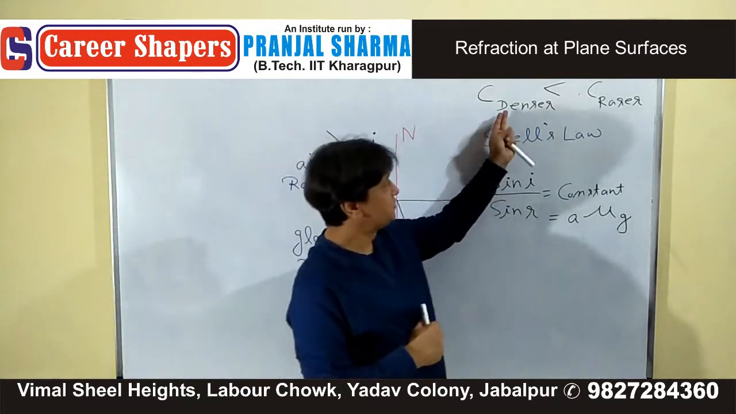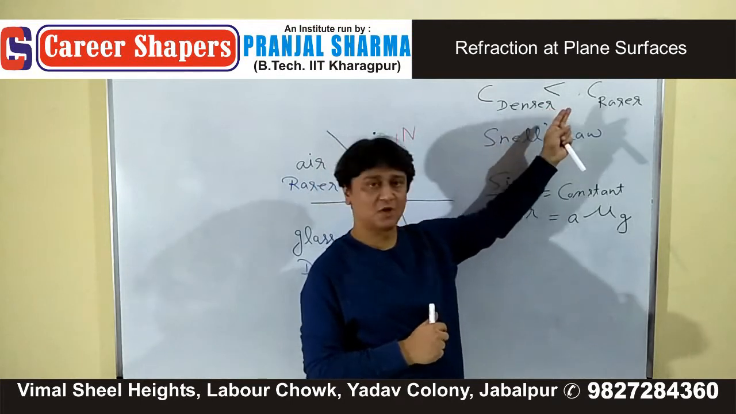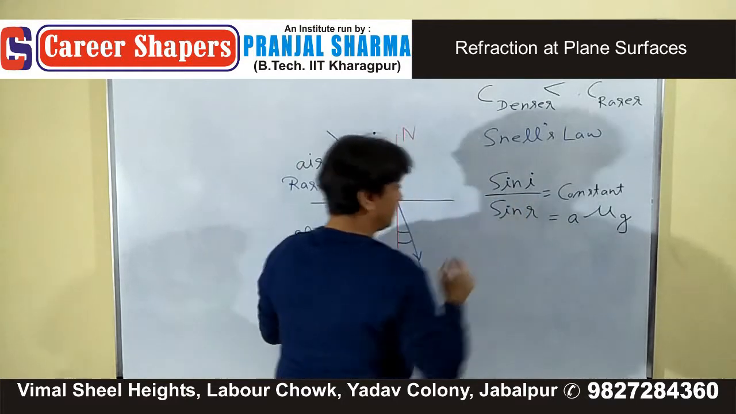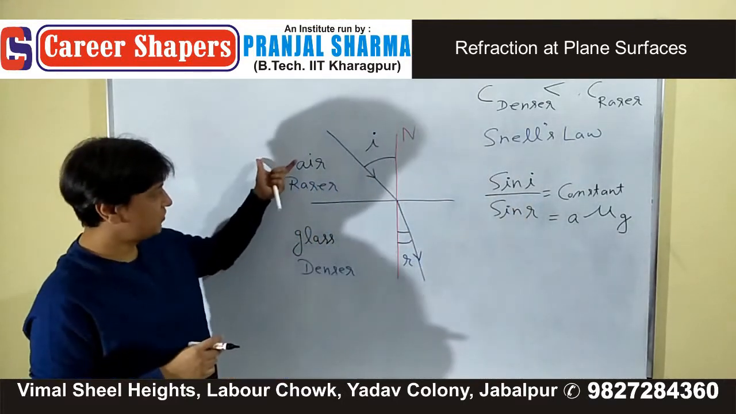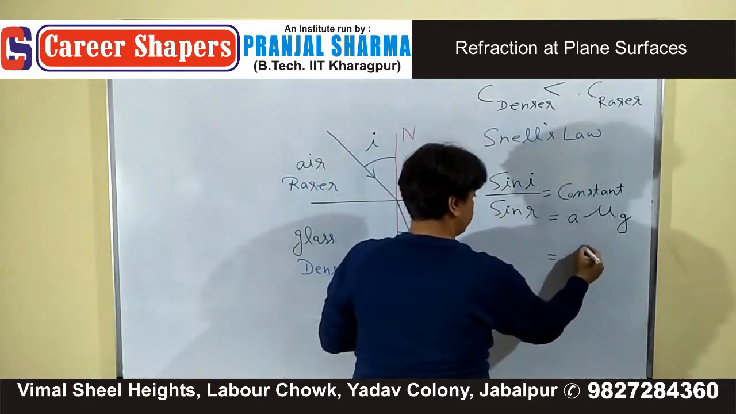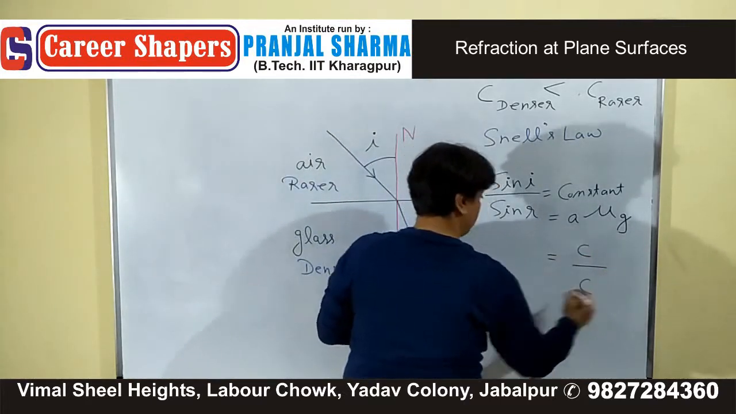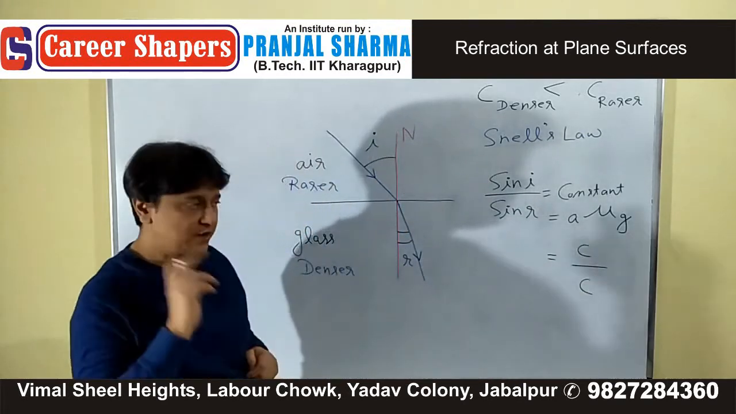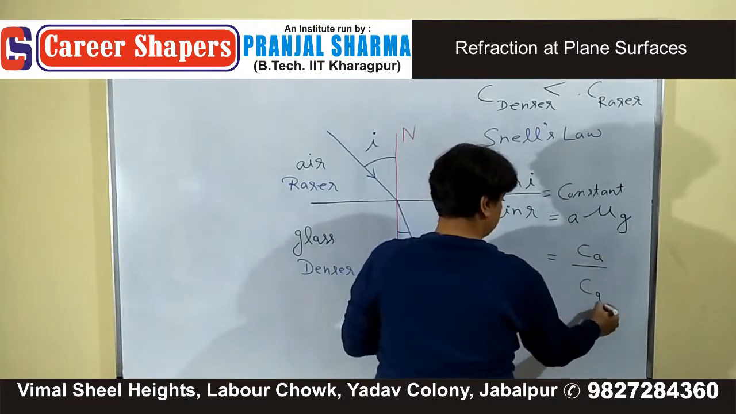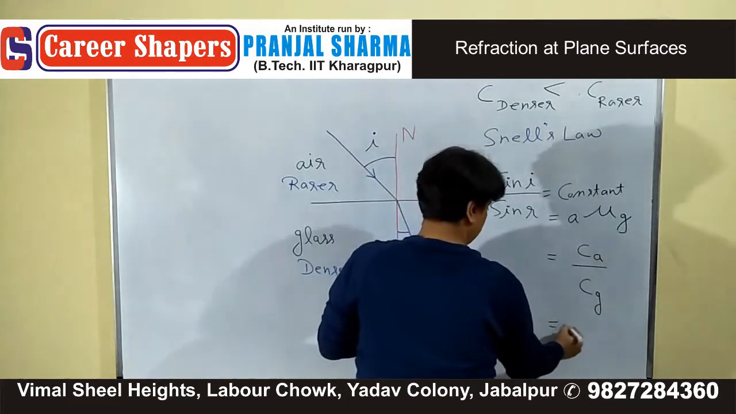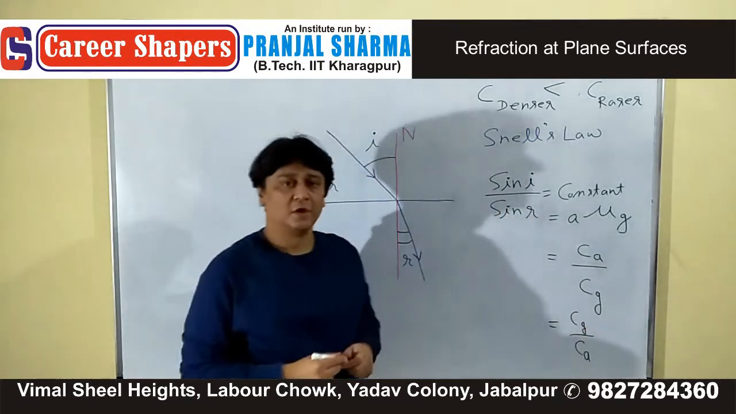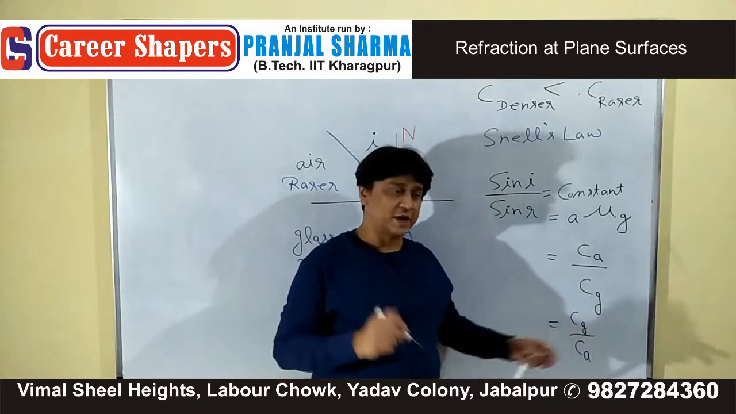As of now, speed of light in a denser medium is always less than what? That in the rarer medium. The sin i upon sin r for this combination of air and glass is speed of light divided by speed of light. Now, if I ask you, it is one of these two, either Ca upon Cg or Cg upon Ca. One of these two is the correct one.